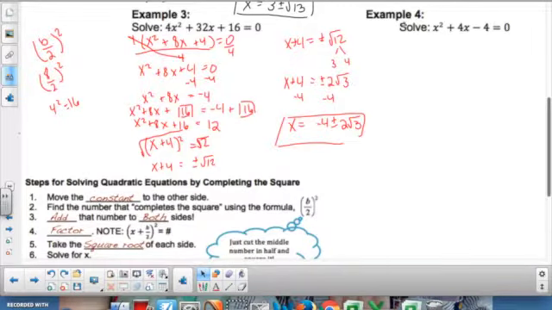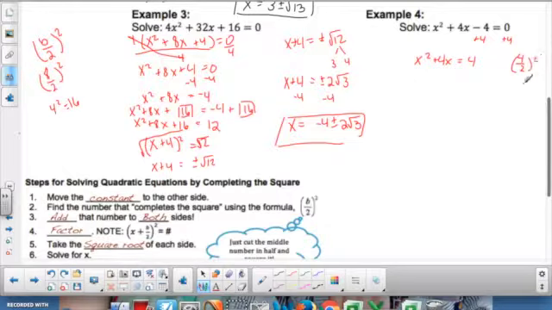So here I'm going to start by moving that constant, just like we do every time. That leaves me x squared plus 4x equals 4. Now I am going to find what number completes the square using my formula. b this time is 4, and 4 over 2 is 2, and 2 squared is 4. Take note of that 2 there, because that's going to be what our perfect square ends up being in a second.